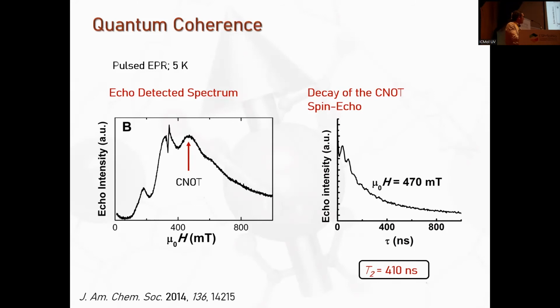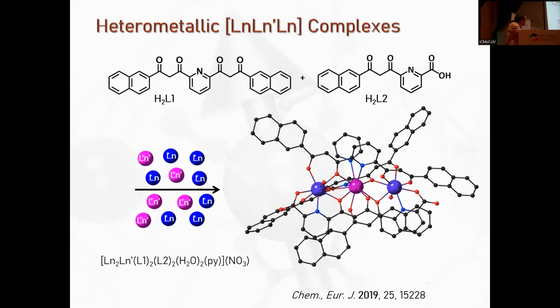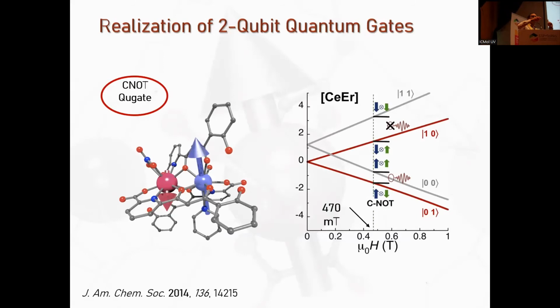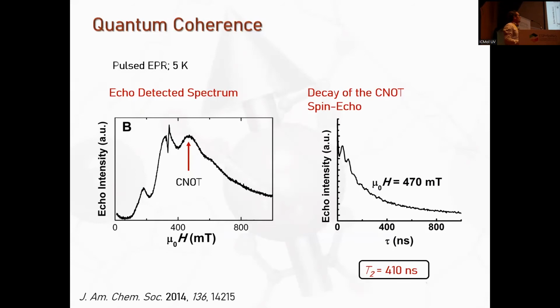So this transition here is the one that I showed you earlier that corresponds to the CNOT quantum gate, the one that flips the target if the control is up. This is the transition here. Anyway, that's quite a lot of fun for us, even if we don't understand everything. Our colleagues do, so that's fine.